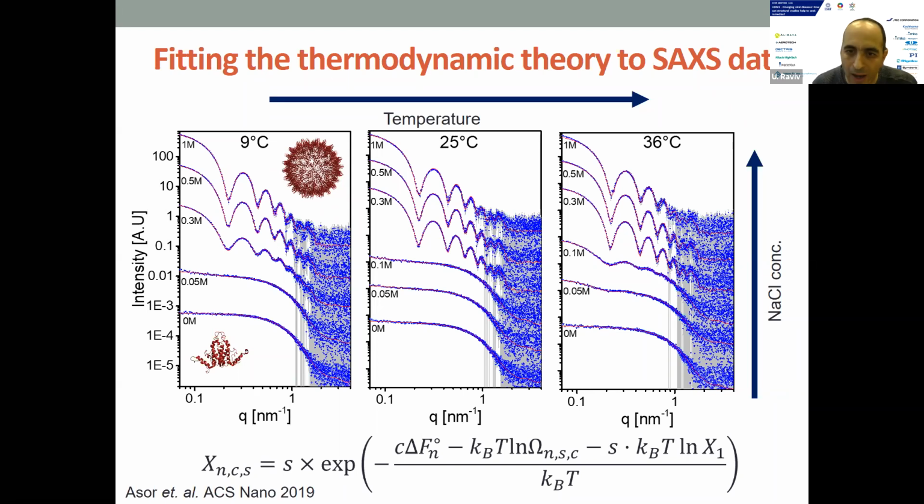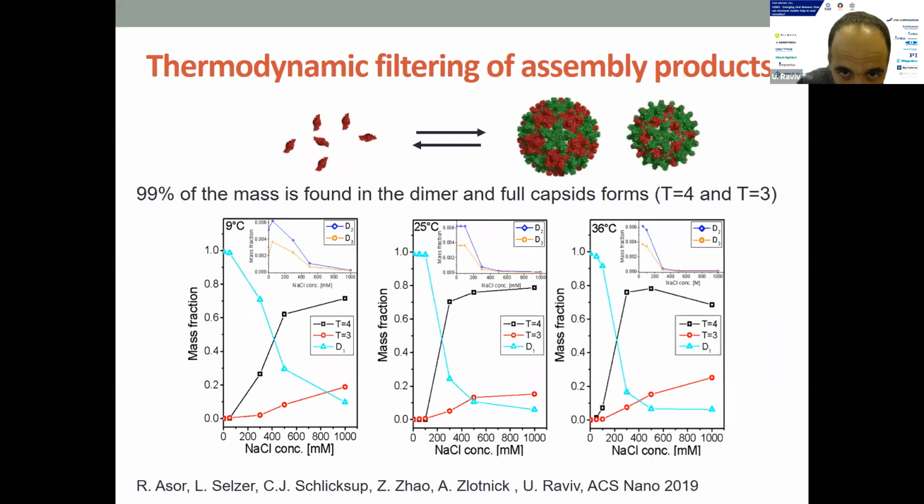So we could filter out the most important states that contribute to the assembly in each of the conditions of the assembly. So what we found is that 99% of the mass was found either in dimers or in full capsid, either T equal 3 and T equal 4. And most of the rest of the mass was in the 1%, maybe 2 and 3 dimers, and the rest was really a negligible amount.